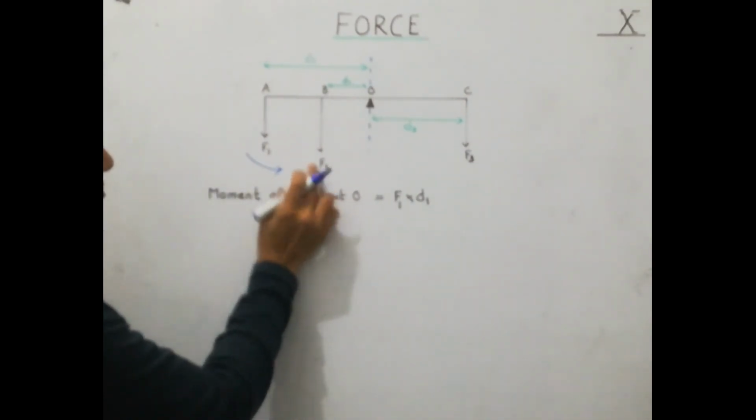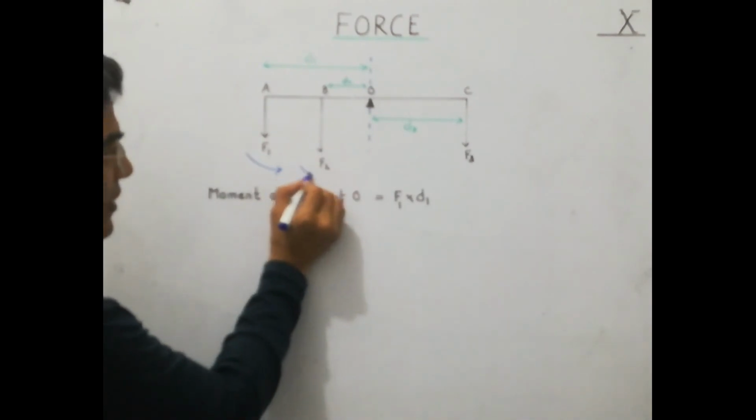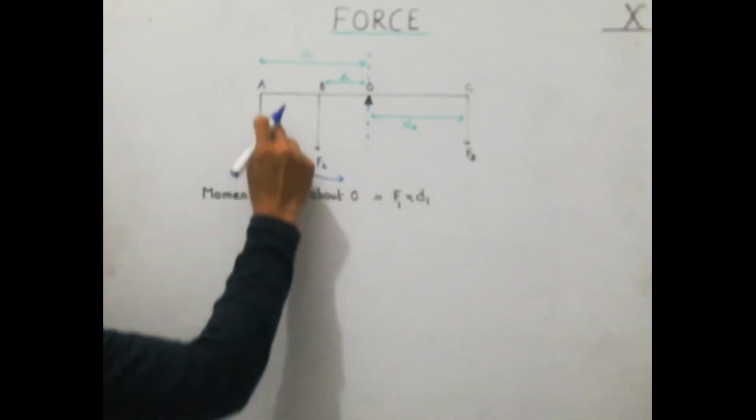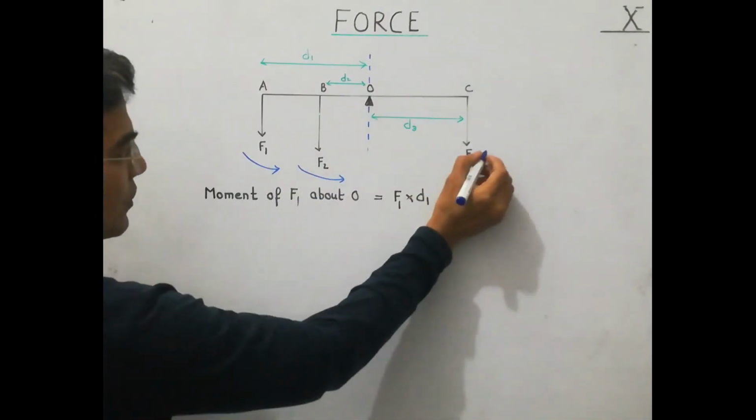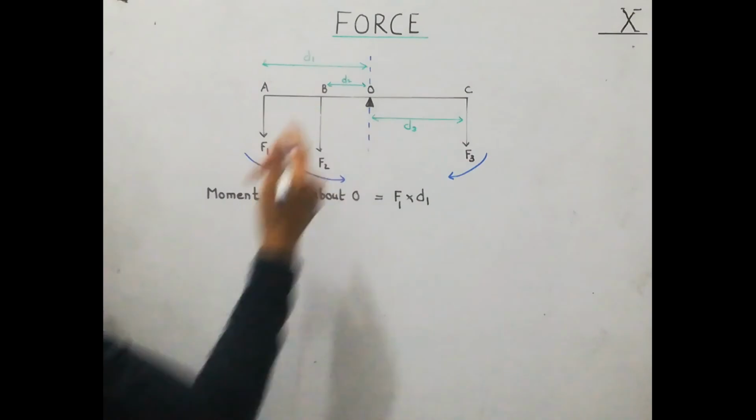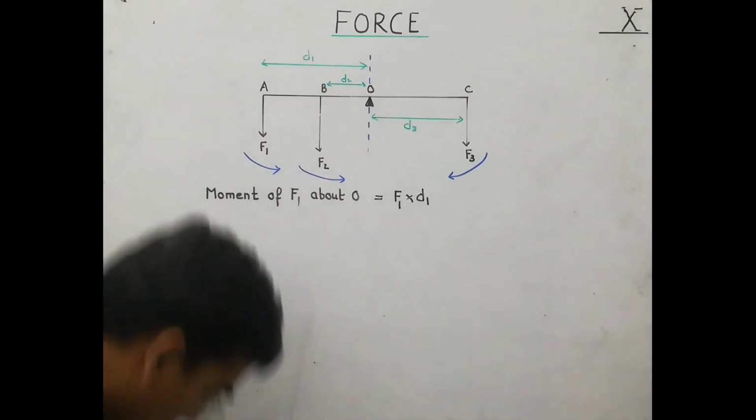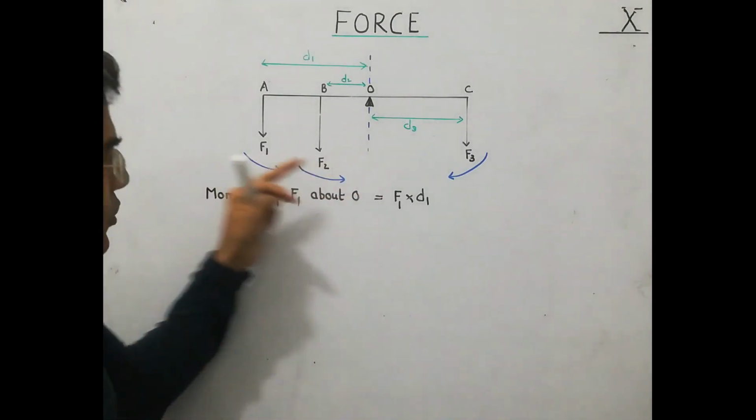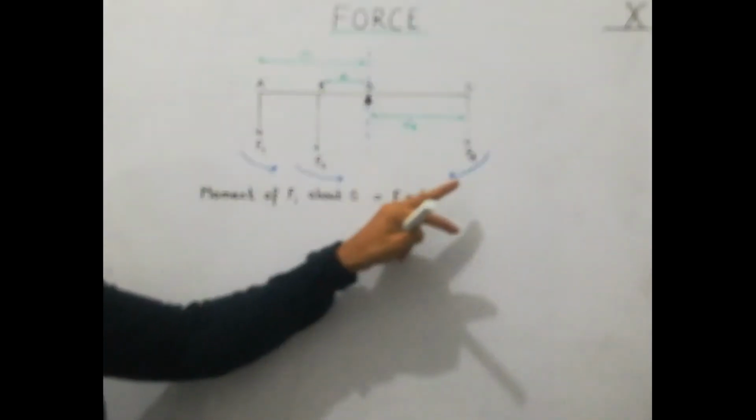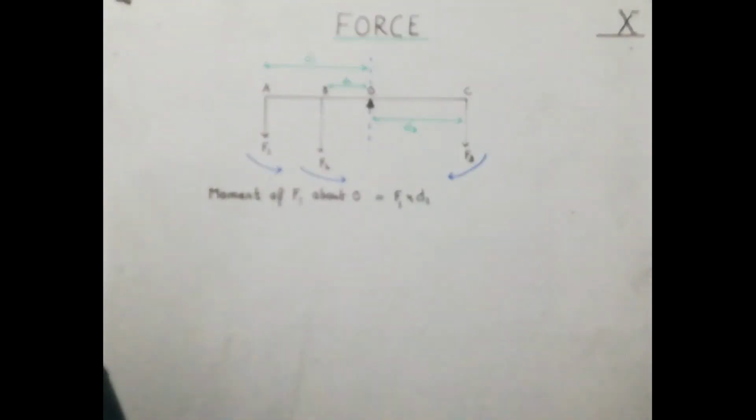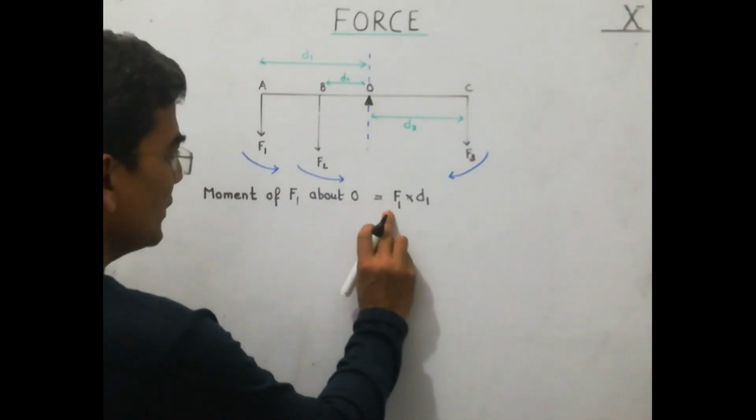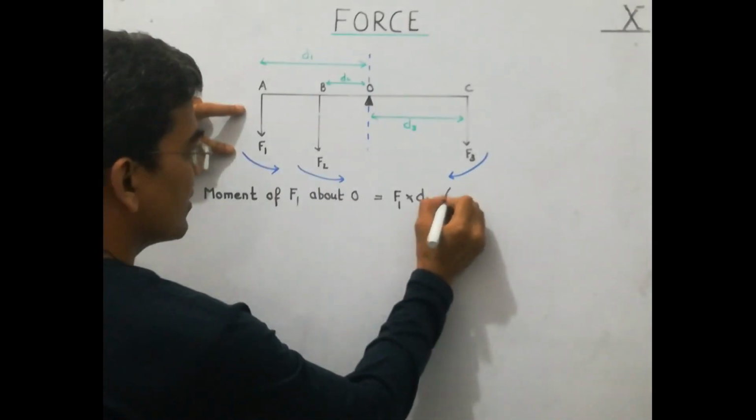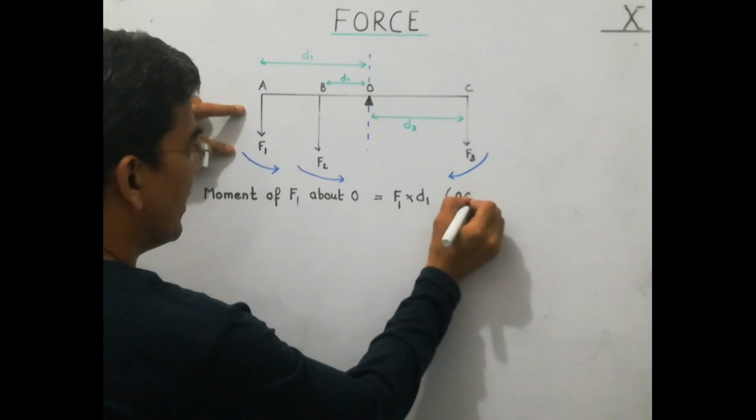Similarly, if you consider F2, F2 is also trying to rotate it in anti-clockwise direction. F3, if considered, you can see it is trying to rotate the body about O in clockwise direction. So we can say in this figure, these two forces F1 and F2 are trying to rotate the body in anti-clockwise direction, whereas F3 is trying to rotate the body in clockwise direction. So moment of F1 about O will be F1 D1 and its direction will be anti-clockwise.